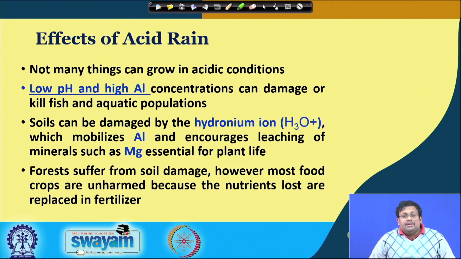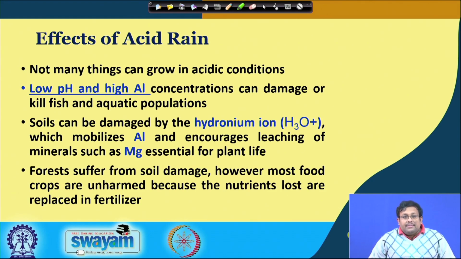Now obviously when there is acid rain in an area, you cannot see many things grow, because it renders the soil infertile. One of the major causes of this infertility is the low pH and high aluminum concentration, which can basically damage or kill fish and the aquatic population. So it can damage the growth of the plant. When there is a low pH and a huge amount of aluminum in the soil, it hinders the germination of seeds, and in the case of aquatic life, it kills the fish and other aquatic populations.